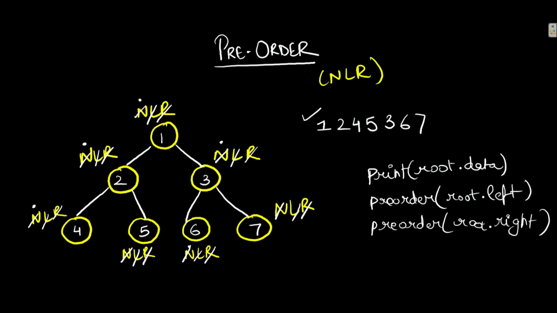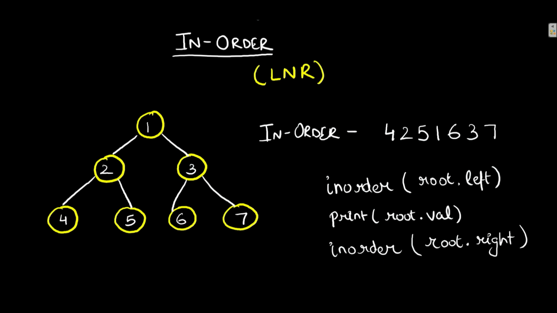Now let's see another example in the case of in-order. In-order follows L, N and R. After we traverse the tree in-order, we will get this as our answer. So the calls for in-order will be: first we need to go to the left, so root dot left. Then we need to print the value, so we will print the root dot val. Then we need to make a call to the right part. So these will be the calls for in-order. And similarly, we know that post-order follows LRN, so we will make the calls in a similar manner.